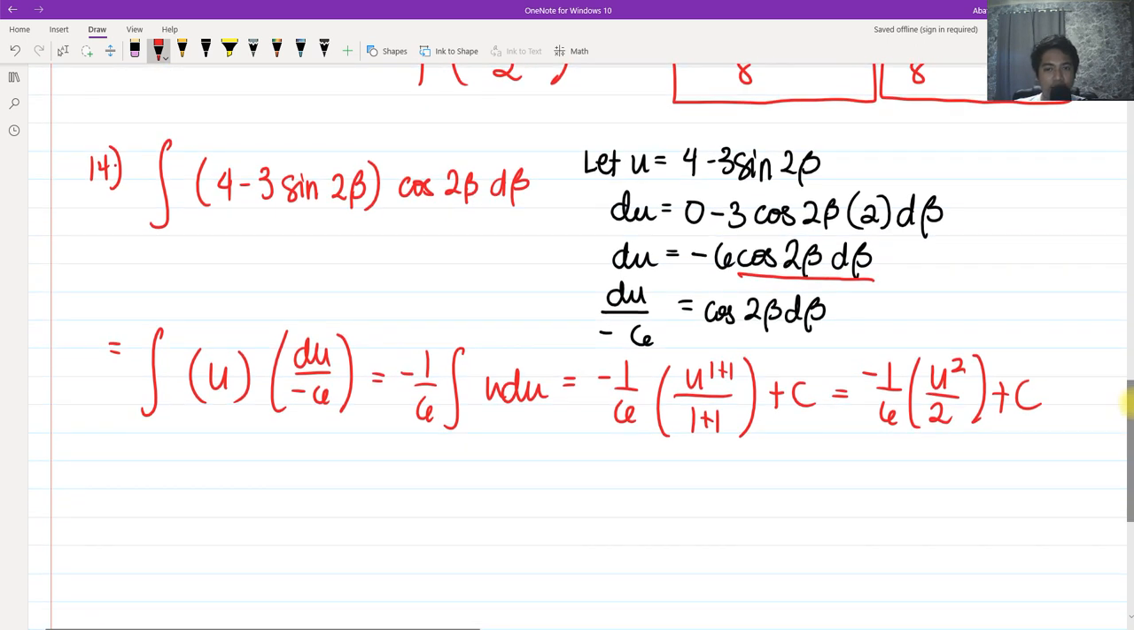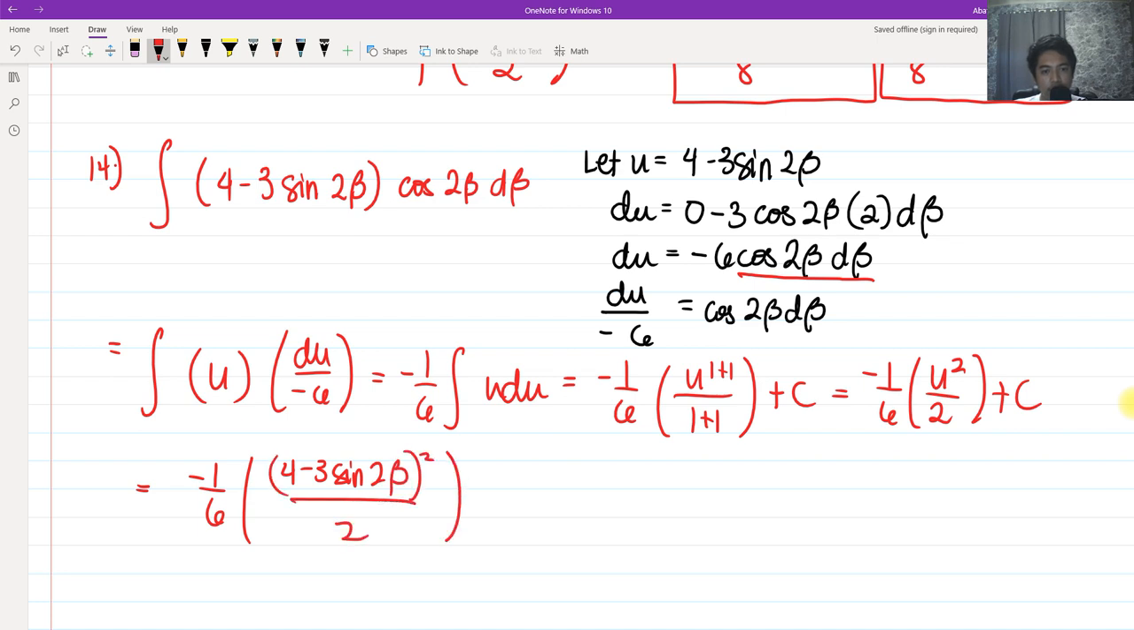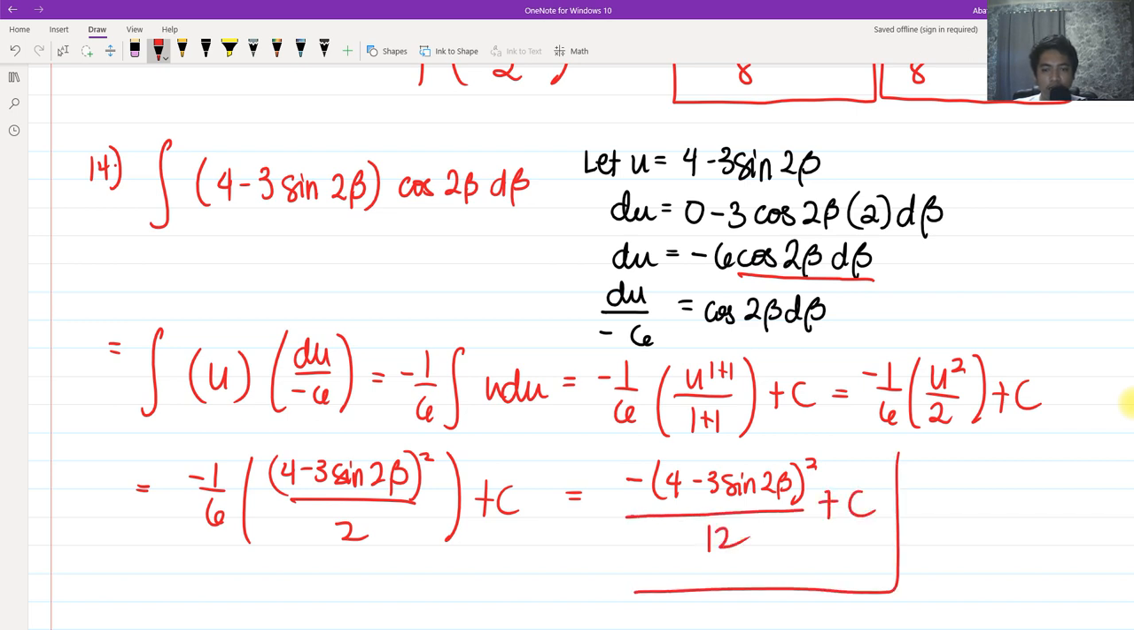Okay, our u equals what? It equals 4 minus 3 sine 2 beta, and then squared. So because of the squared, all over 2 plus c. So we have an answer of negative 4 minus 3 sine 2 beta squared all over 12 plus c. So that can be our final answer.